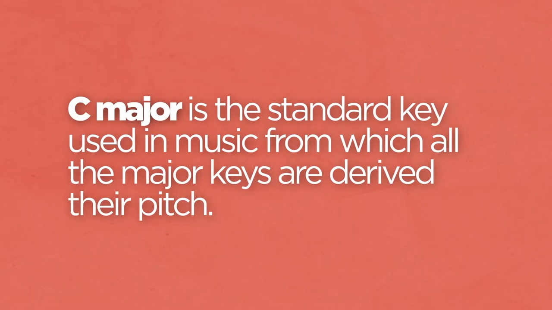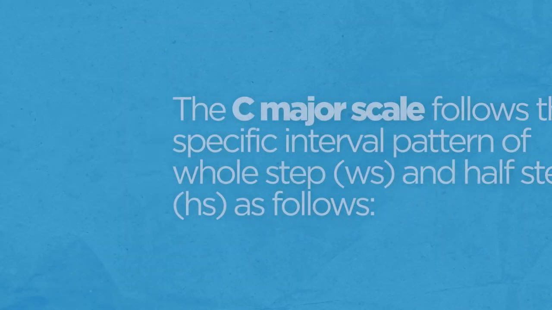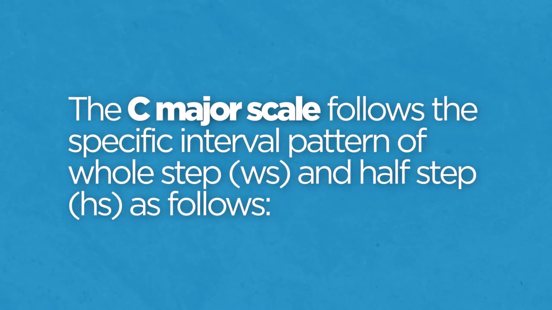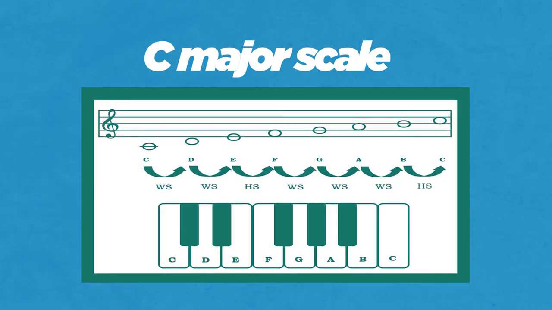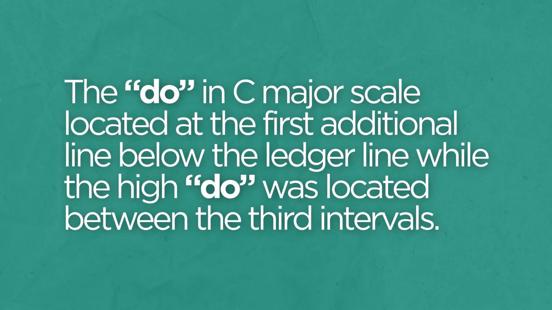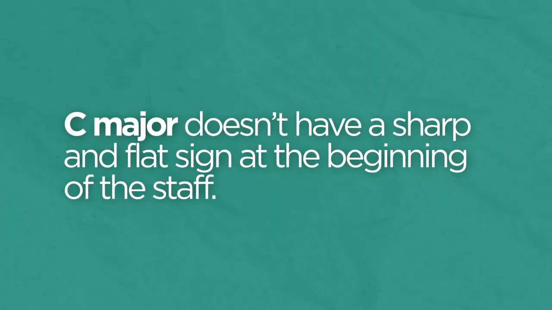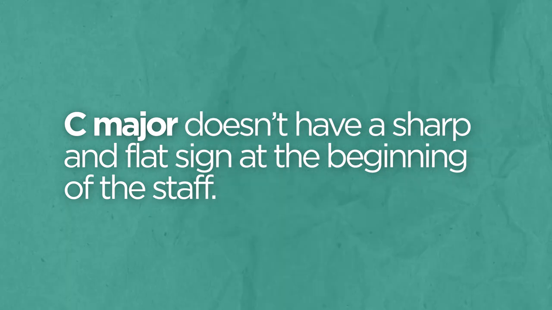C major is the standard key used in music from which all the major keys derive their pitch. The C major scale follows the specific interval pattern of whole step and half step. The Do in C major scale is located at the first additional line below the staff, while the High Do is located between the third interval. C major doesn't have a sharp or flat sign at the beginning of the staff.